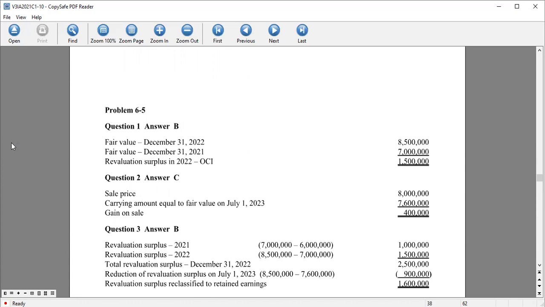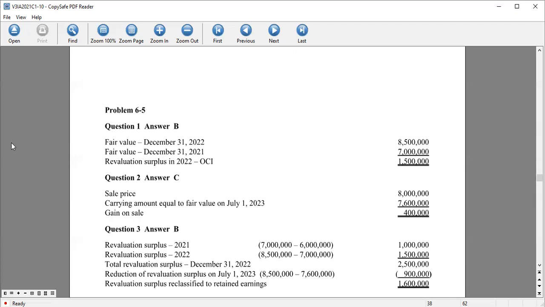What amount of impairment loss should be recognized on December 31, 2021? Okay, with question number 5. What question number 1? Let me check, repeat the requirement. What amount in OCI should be recognized in the statement of comprehensive income for the year ended December 31, 2022? So for requirement number 1, fair value December 31, 2022, fair value December 31, 2021. So we have the revaluation surplus in 2022 considered as OCI for 1.5 million. So that's B.